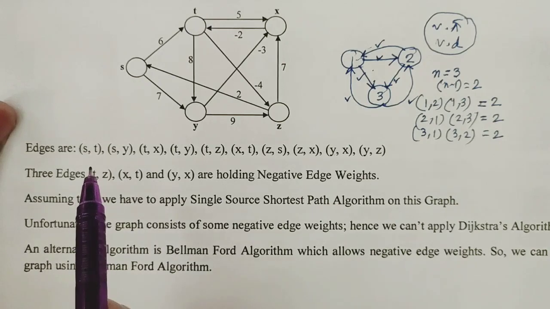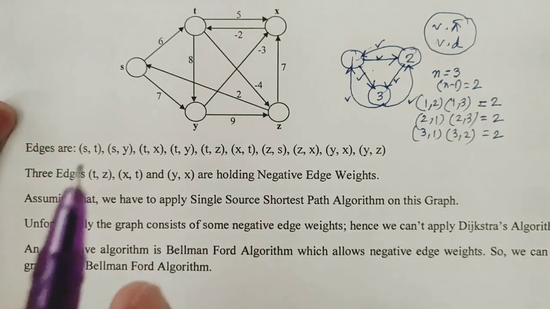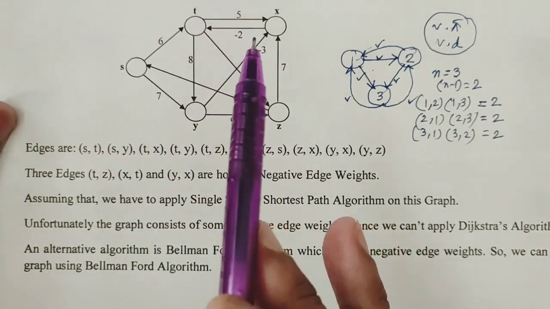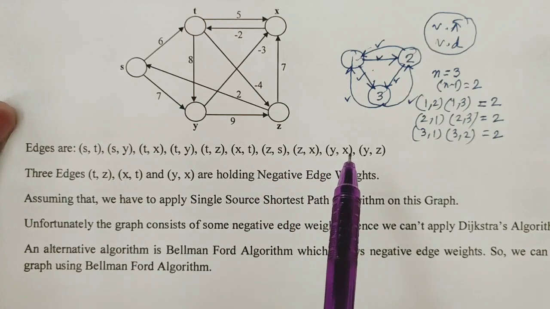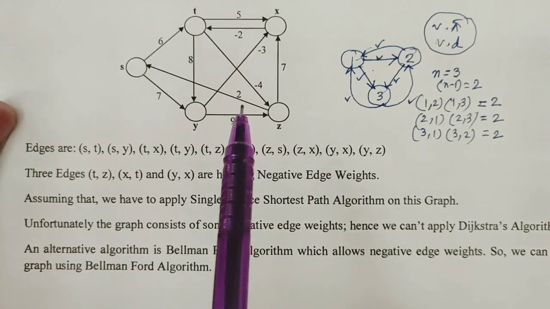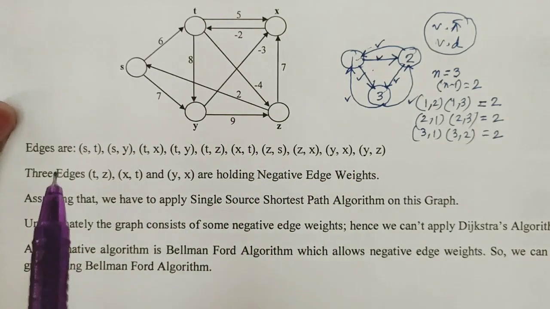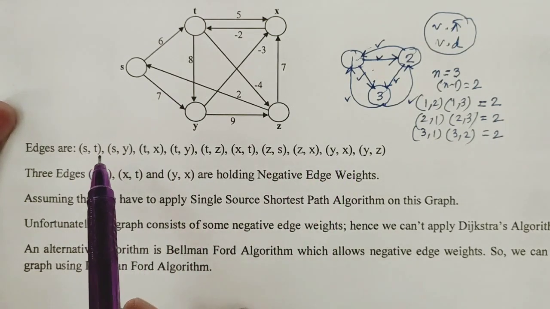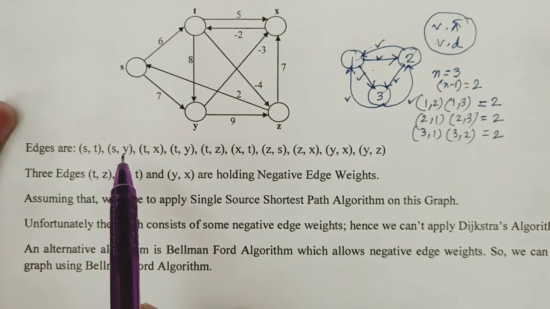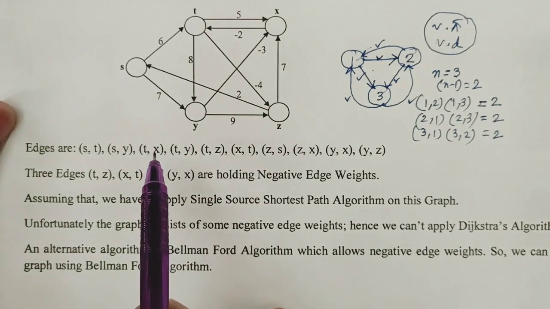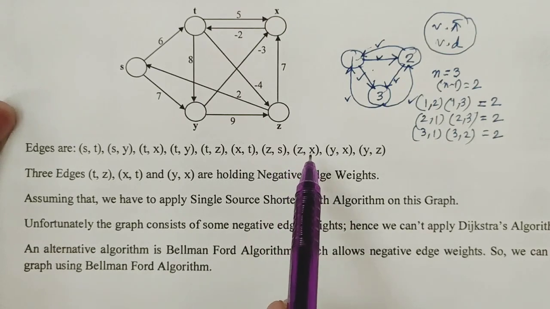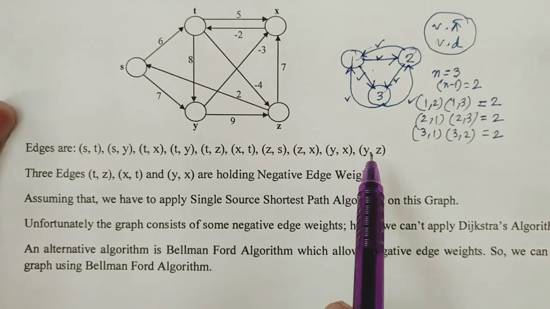If you make a brief summary of the Bellman Ford algorithm, consider this graph again. There are a number of edges present here. Some of the edge weights may be negative, no issue for Bellman Ford. Bellman Ford applies relaxation for all edges. That means it applies relaxation from S to T, S to Y, T to X, T to Y, T to Z, X to T, Z to S, Z to X, Y to X, and even Y to Z.